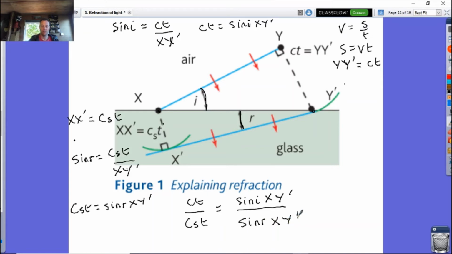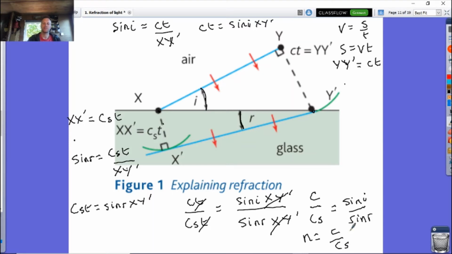Now we're all getting very excited and we can see what's happening, can't we? The t's are going to cancel. The xy's cancel. And suddenly C over CS is now equal to sine i over sine r. And I know sine i divided by sine r is going to be a refractive index, hence N equals C over CS. That is where that equation comes from. N equals C over CS.